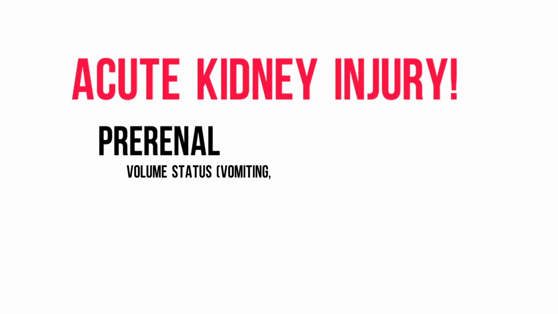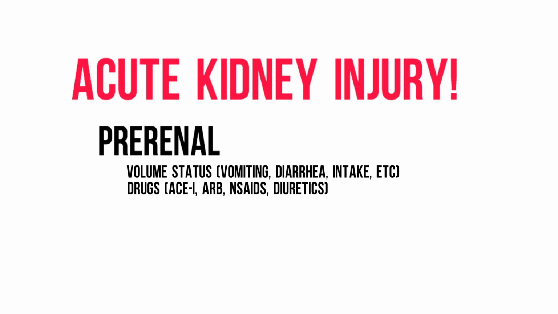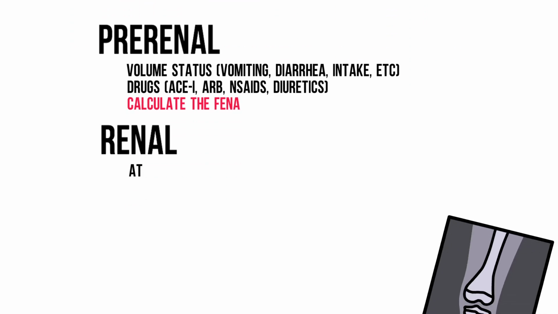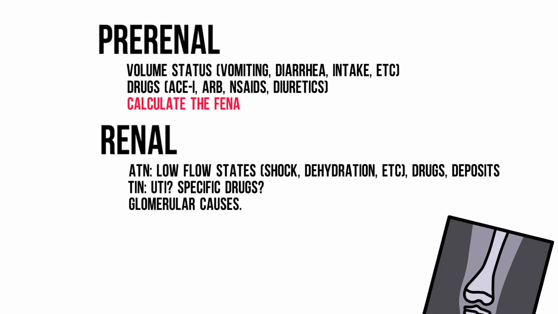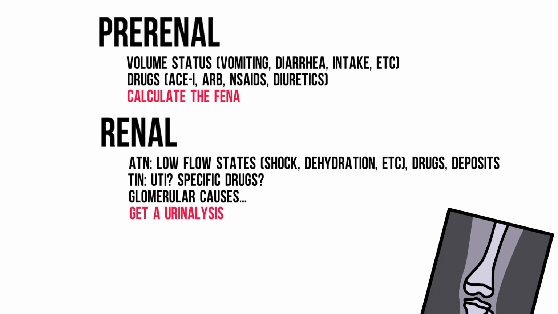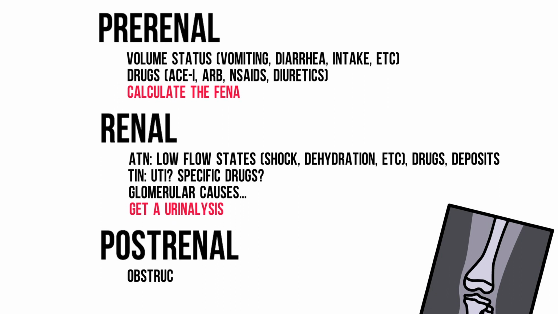In your mind, you already go through the causes. Pre-renal, you want to get a sense of his volume status. So, fluid loss like vomiting and diarrhea or less fluid intake, and drugs like ACE inhibitors, NSAIDs, and diuretics. Let's calculate the fractional excretion of sodium. Renal: ATN, low flow states, drugs, deposits, and TIN, UTI and drugs. And don't forget glomerulonephritis, but we might see that in the urinalysis. Right, get a urinalysis. Post-renal, could he have an obstruction? Consider an ultrasound.